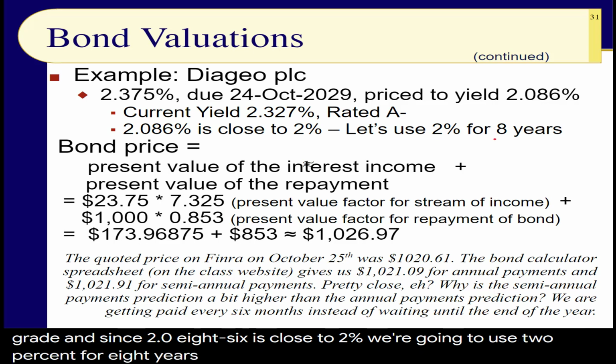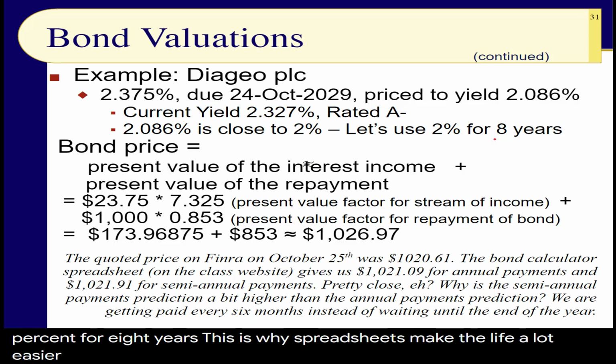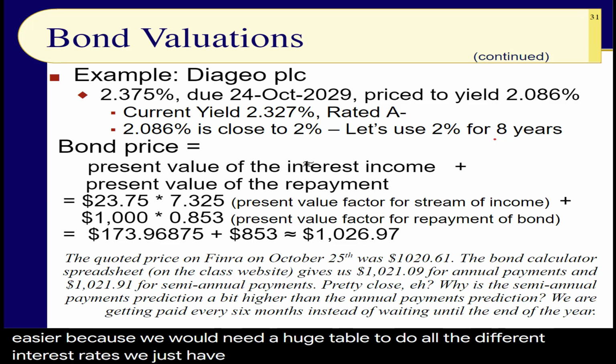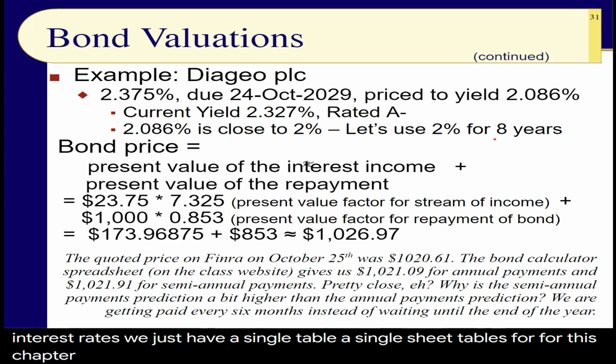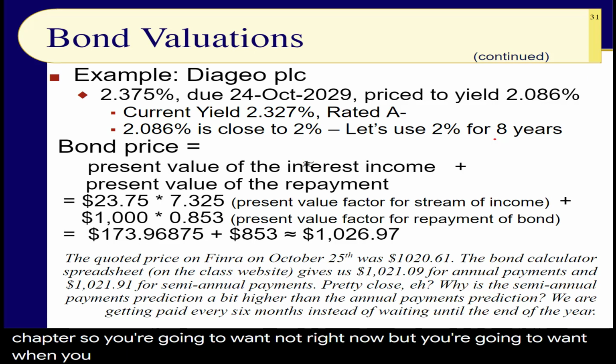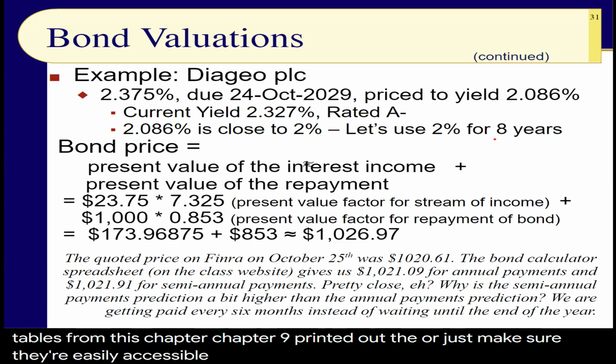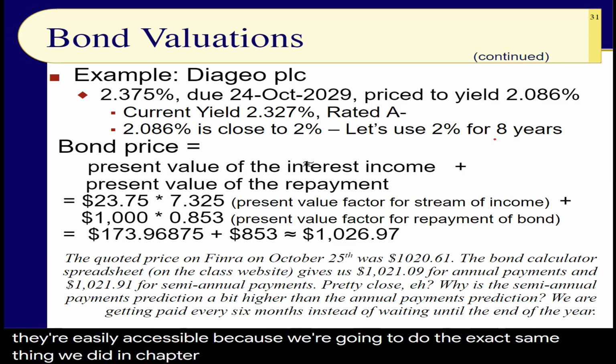So this is why spreadsheets make life a lot easier, because we would need a huge table to do all the different interest rates. We just have a single table, a single sheet table for this chapter. So you're going to want, not right now, but when you go through the worksheets, to have the present value tables from this chapter, chapter 9, printed out, or just make sure they're easily accessible. Because we're going to do the exact same thing we did in chapter 4.